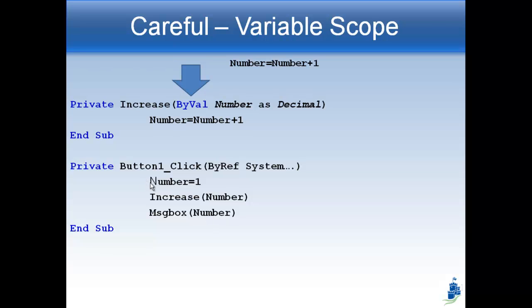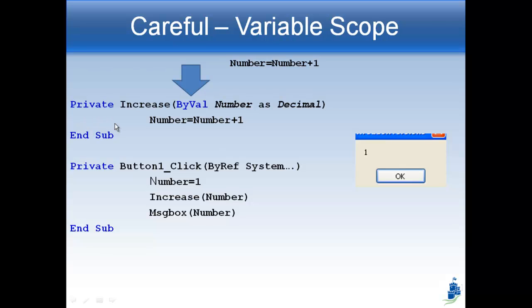So here's what you might think. You might think, all right, here's number 1. I've set it equal to 1, and now I'm going to pass it into the subroutine. And in the subroutine, it says, okay, I've got my argument number equals number plus 1. So you would say, okay, now it's 2. And then when we send it out in the message box, we would expect to see 2. But we don't. We see 1. And here's the reason why.